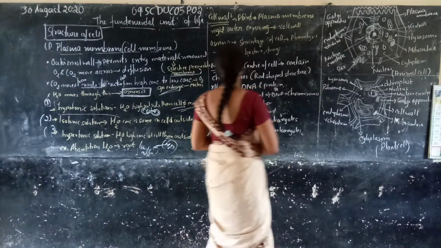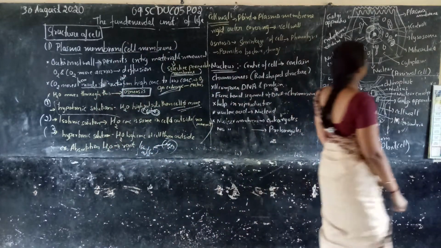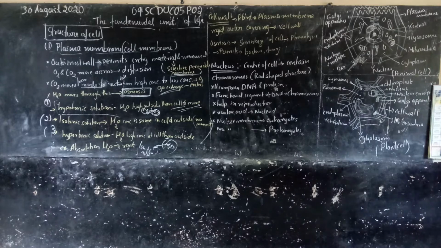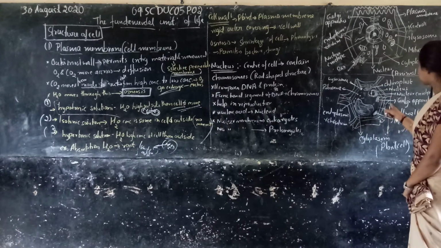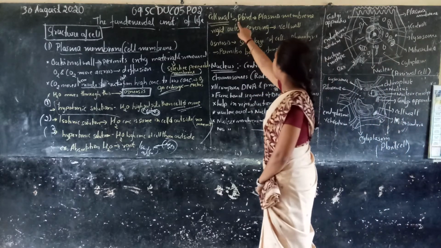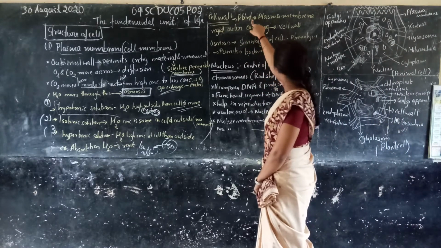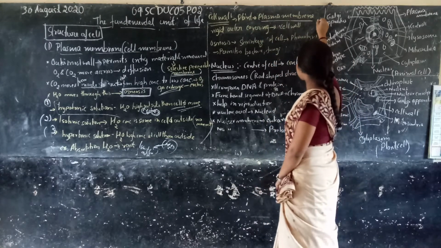So the next part is the cell wall. What is the cell wall? Have you seen it in this picture? Where is the cell wall? Yes, it occurs in the plant cell. The cell wall occurs in the plant cell. It is also called a plasma membrane. This is the plasma membrane.